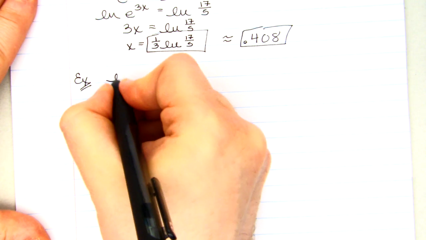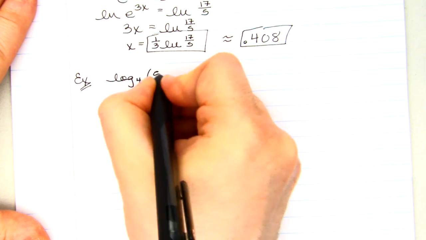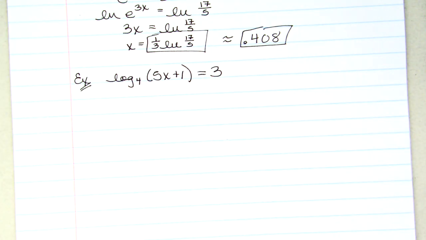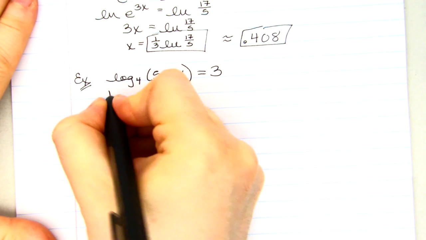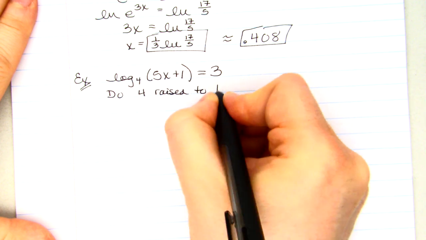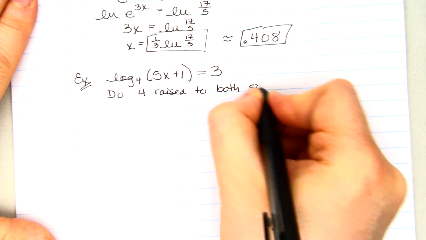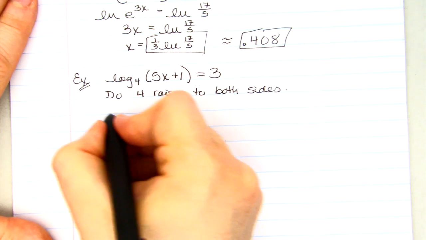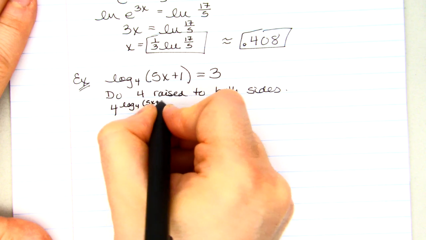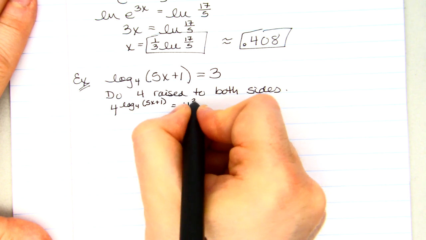Let's look at log base 4 of 5x plus 1 equals 3. The inverse of a log base 4 is an exponential function, a 4 raised to the something. So what I'm going to do is do 4 raised to both sides. I'm going to get 4 raised to the log base 4 of 5x plus 1 equals 4 raised to the third.